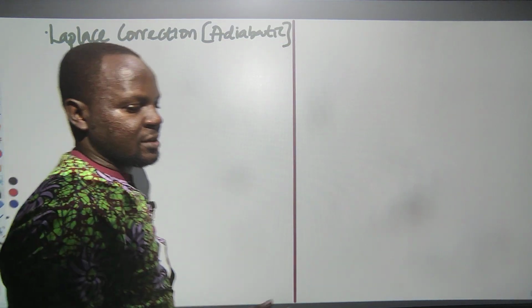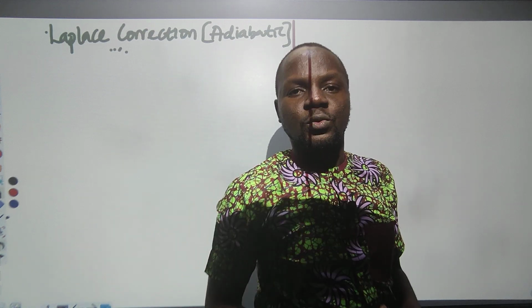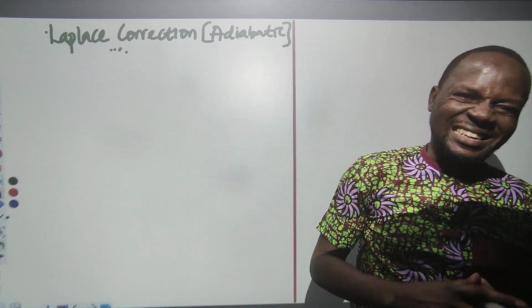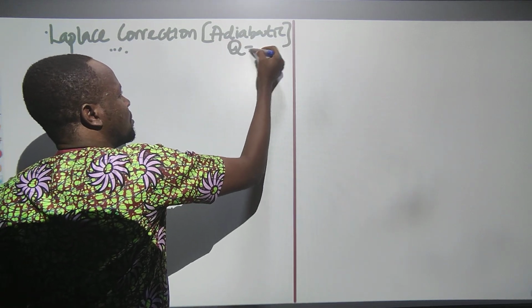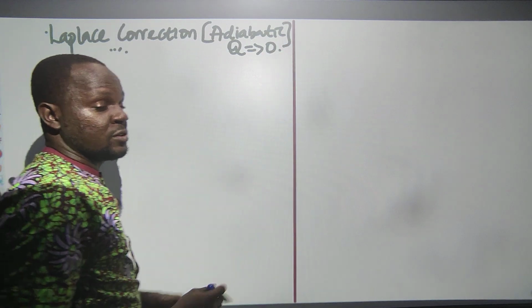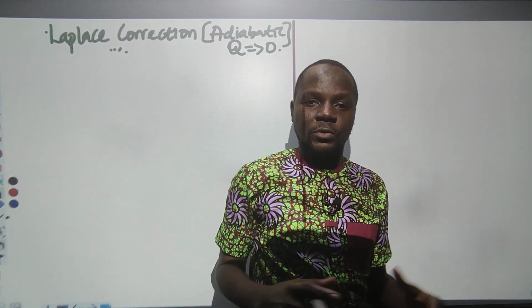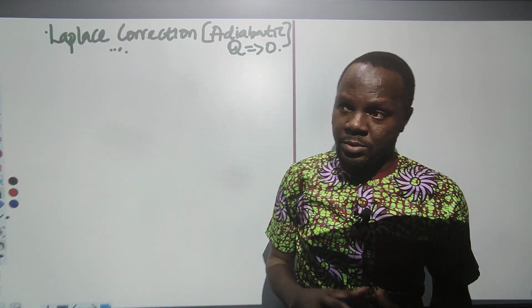Isothermal means constant temperature. Adiabatic means what? There is no change in heat, that is, Q is equal to 0. We've done that under the concept of thermodynamics. For those that are just joining us, you can check that out if you still want to learn more about what we're talking about.